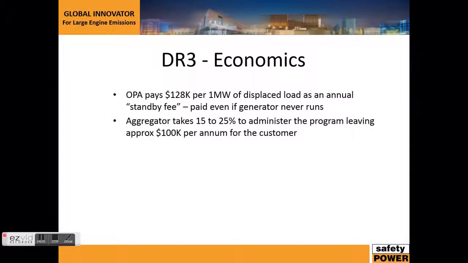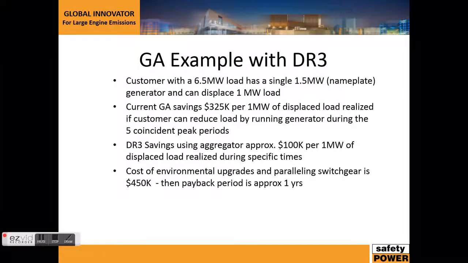So DR3 economics, the OPA pays approximately $130,000 per megawatt of displaced load as a standby fee. The aggregator is going to take 15 to 25% to administer this program. So that leaves you with approximately $100,000 per annum for the customer.